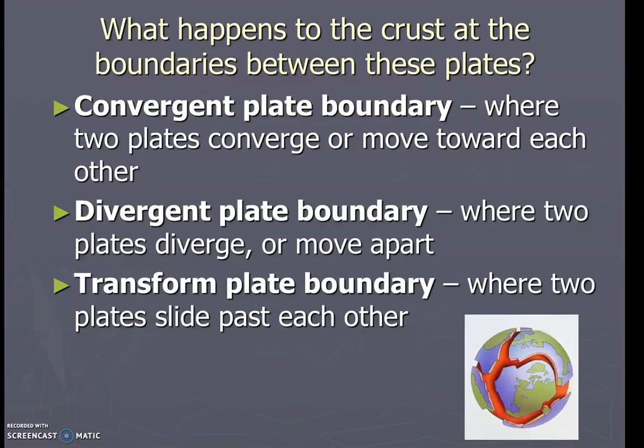So here we have the crust boundaries between plates. We have convergent boundaries, the base word converge, telling us the plates move towards each other or converge. Divergent, from the base word divide, tells you that the two plates are diverging or moving apart. Then finally, in a transform plate boundary, the two plates slide past each other in opposite directions. And different things happen at each of these different types of boundaries.